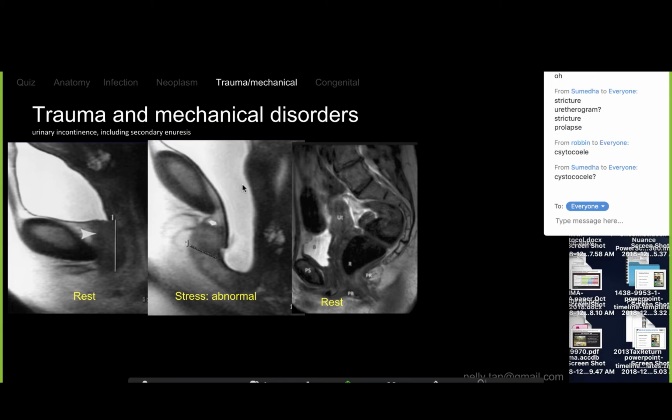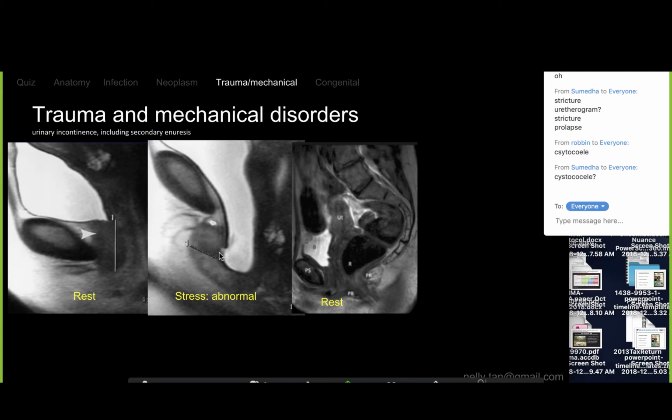And what do you call prolapse of the bladder? Cystocele. Good, perfect. So here we see the prolapse, and you can characterize the severity of prolapse, right? Here we only see an anterior compartment prolapse. This is the bladder neck as it goes into the urethra. So the angulation is also abnormal.